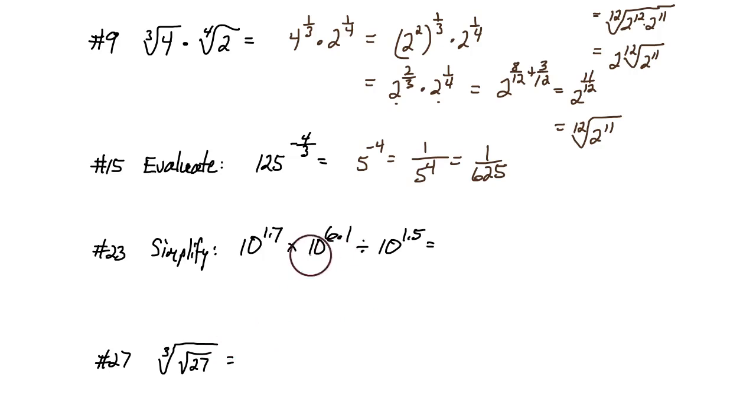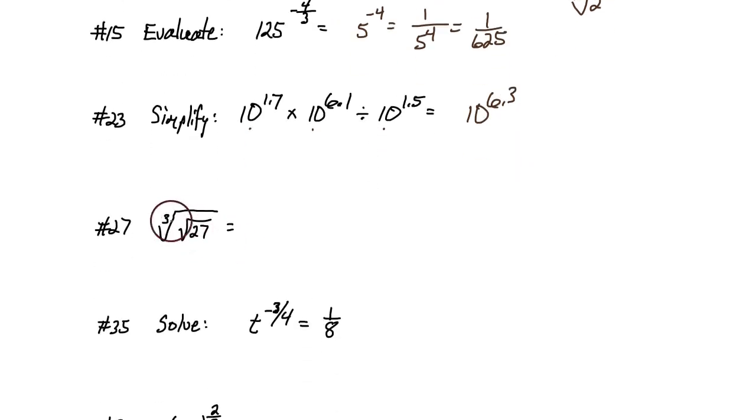Number 23, we have multiplication and division, and the bases are all the same. So we can use the exponent rules. Keep the base, add those two exponents together, but then subtract this exponent. And that creates 6.3 as the exponent on the 10.